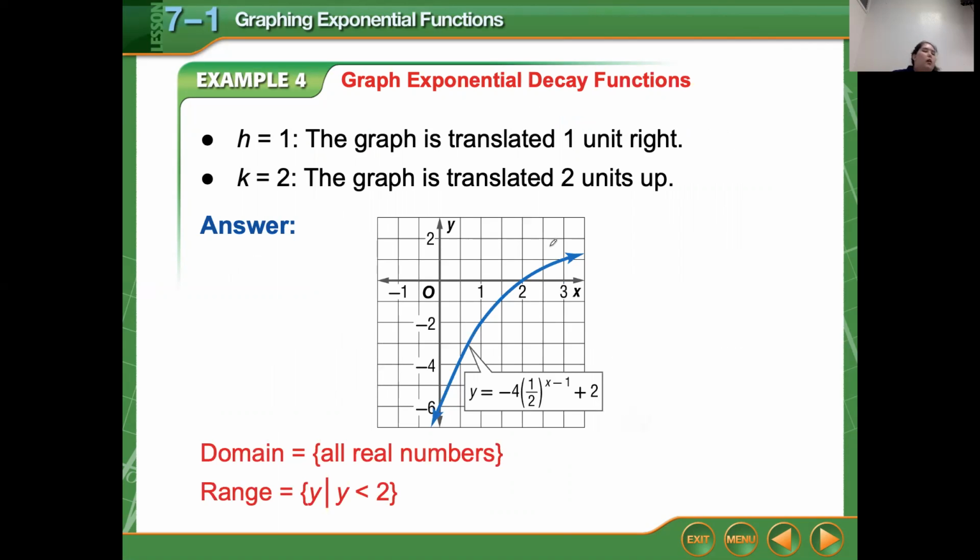Our domain is still all real numbers. Our range now, notice the range value is always going to follow with the k value. So it's always going to be greater or less than the k value. So in this case, all values less than 2 is my range.